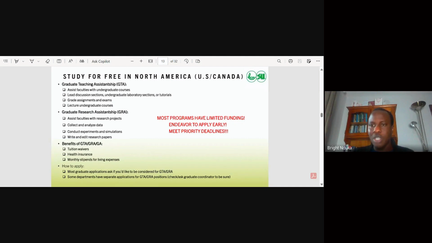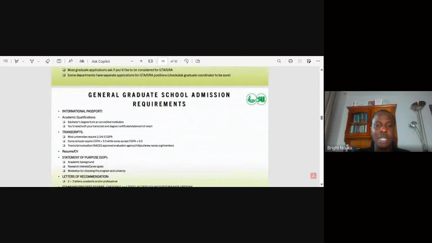Email the graduate coordinator. Their emails are always on the website. Email the graduate coordinator to ask questions about funding, about how to go about the funding, and they would be more than happy to respond. They respond. It's not something to be scared about to write to them. You should write to them.